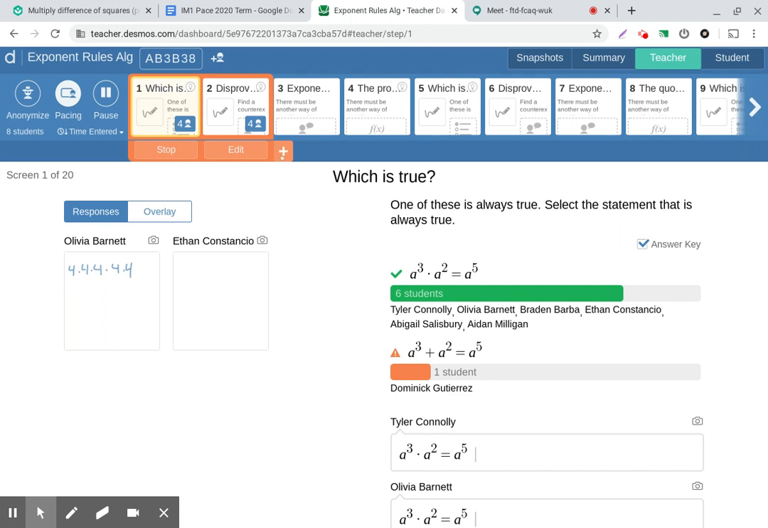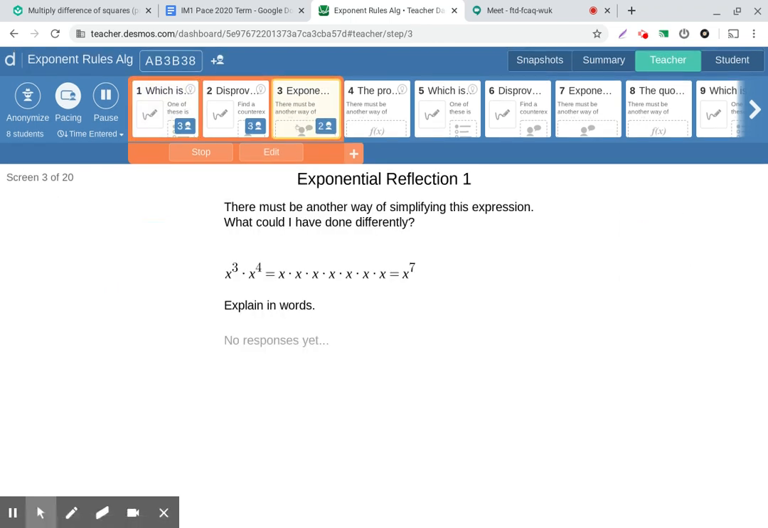All right, let's move to screen 3. Okay. Everybody's coming to 3.